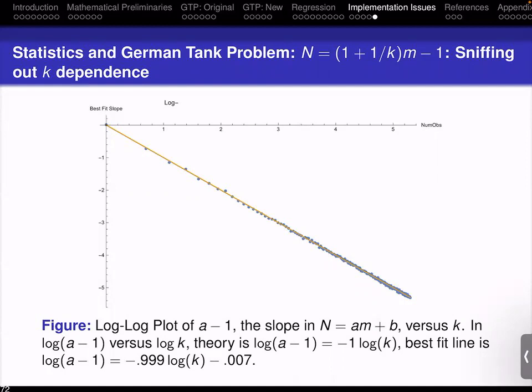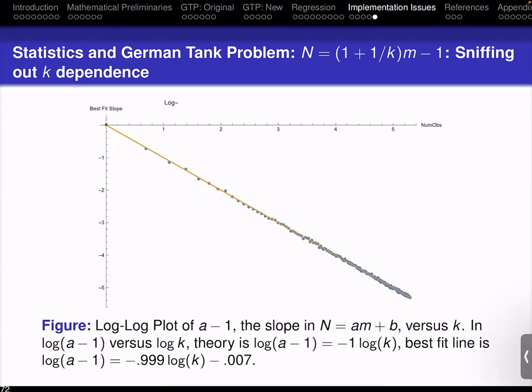But over here, if we just replace 007 with 0, we get the log of A minus 1 is negative 0.999 log K. All right, we're all friends here. This is the log of A minus 1 is just negative log K. What's negative log K? That's the log of 1 over K by the power rule. So the log of A minus 1 is the log of 1 over K, which means A minus 1 is 1 over K, which means A is 1 plus 1 over K.